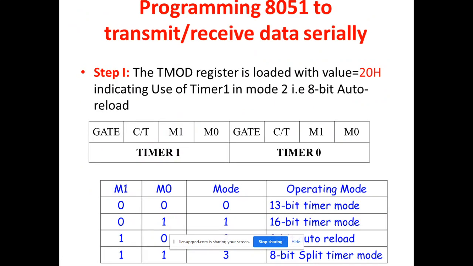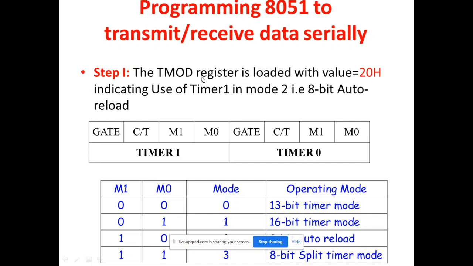Now next, for transmission I covered 3 programs. Now I will cover the next program related to the reception process. In the reception process I will go through the algorithm again. The first step is the same, that is, in the TMOD you are setting 20. Why 20? Because for serial communication we are taking help of timer 1 and mode 2, that is auto reload. That's why I am placing 20 into the TMOD register.